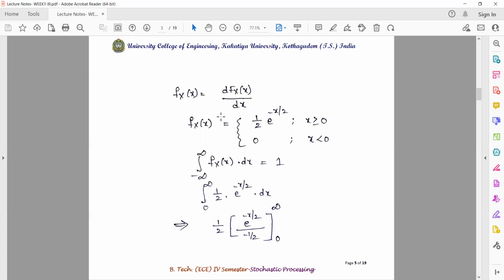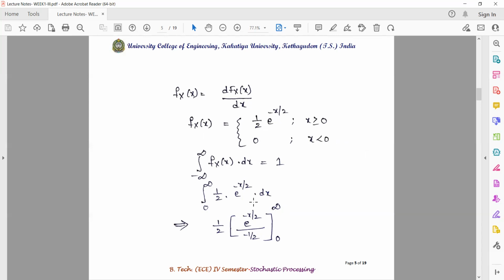Small fx of x is equal to d Fx of x by dx. That is, differentiation of the CDF gives the PDF. The given function is 1 minus e power minus x by 2. Differentiation of 1 is 0. Then what is left is minus e power minus x by 2, whose differentiation is minus e power minus x by 2 multiplied by minus half. This gives 1 by 2 e power minus x by 2 when x is greater than or equal to 0, and 0 when x is less than 0.